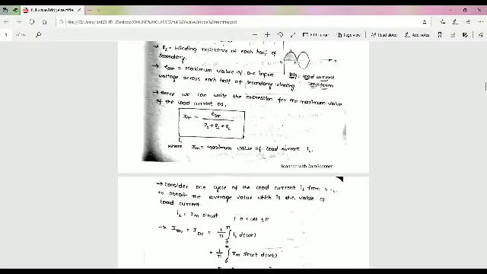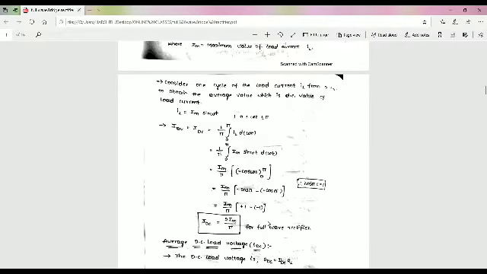We also know IL equal to Im sin omega t. So the limits are only 0 to pi; from 0 to pi, diode D1 is conducting. So the limits of omega t are 0 to pi. So IDC equal to 1 by pi, limits 0 to pi, IL d omega t, where IL equal to Im sin omega t. So substituting IL equal to Im sin omega t d omega t.